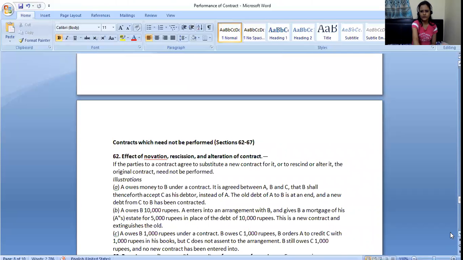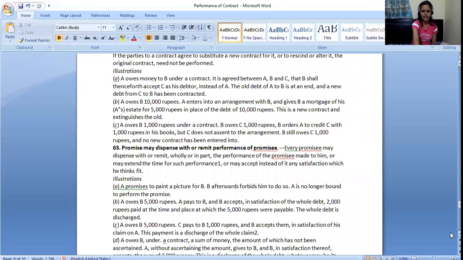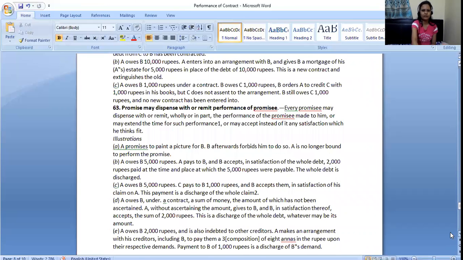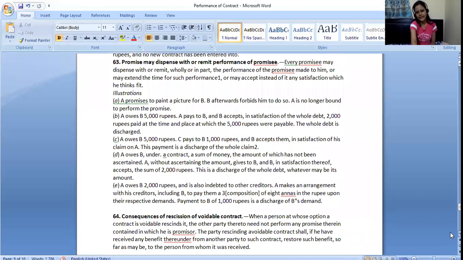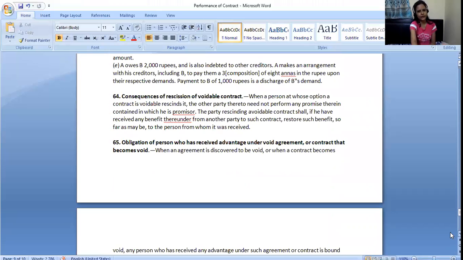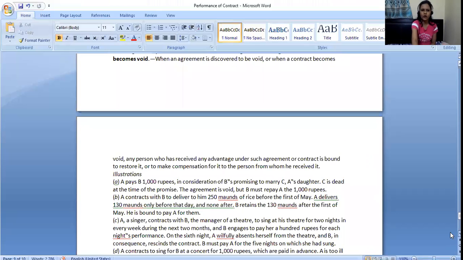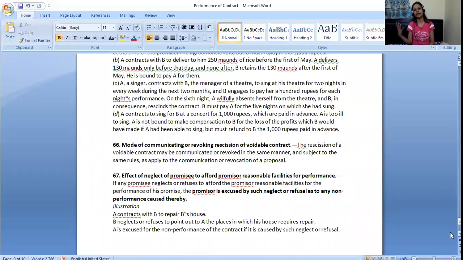So what contracts need not be performed? If any changes are made to the contract, the previous thing should not be performed. If I am saying this need not be performed, then you are not responsible to perform it. In case a contract is voidable or void, we should not be taking any advantage or benefits out of it if we do not want to proceed with it. We should be repaying that particular benefit or money that we have taken.